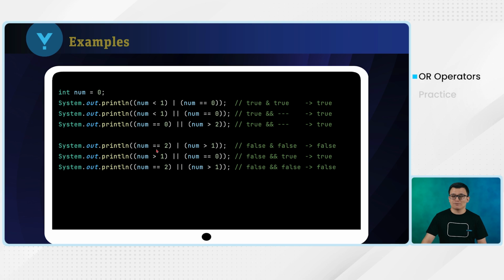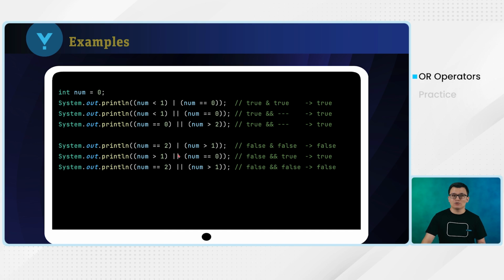And of course, when both expressions are false, if you look at this print statement, 0 equal to 2 is false. 0 greater than 1 is also false. If both expressions are false, that's the only time that you will end up getting false at the end. Okay.